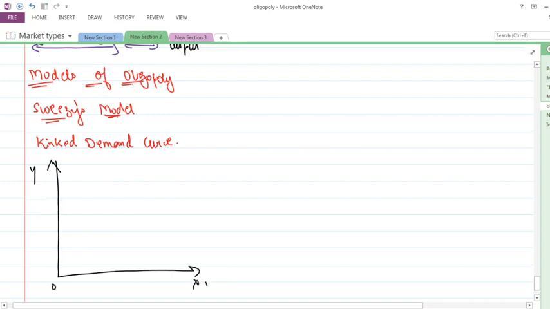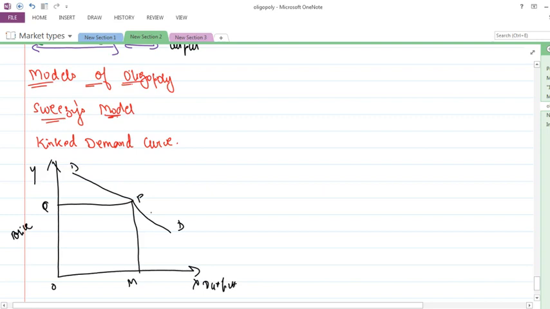On the x-axis we measure output, on the y-axis we have price. So this is the demand curve and this is the kink that they face. If the price which is determined is here, it is price OQ, and OM is the output. This is the DD curve.